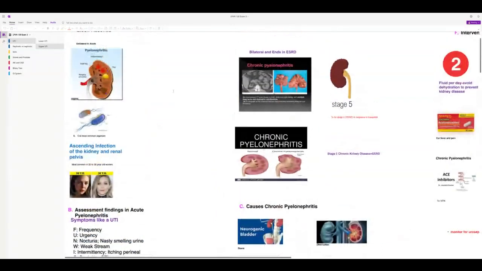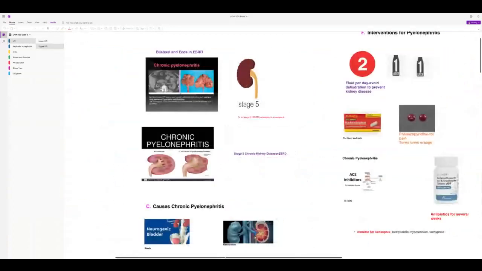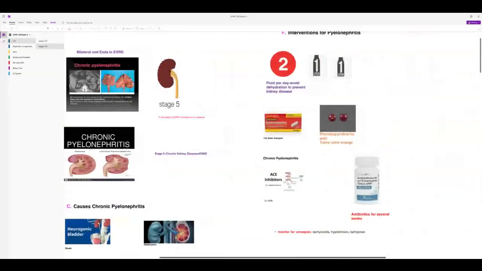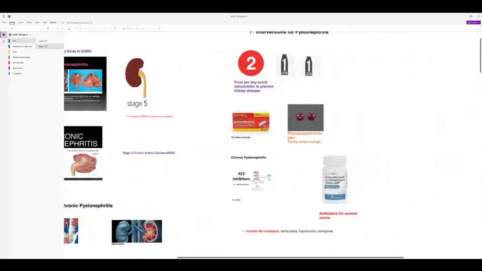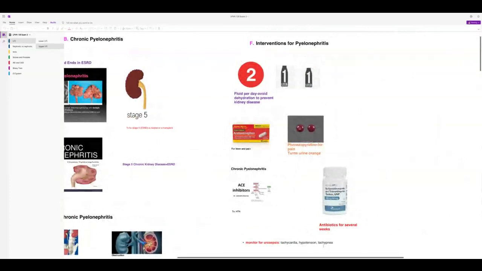There is a chronic version. Let's just stick with the acute form, because this ends up as chronic kidney disease, and you see all the labs I told you about before. People should drink 2 liters of fluid a day unless it's contraindicated. They should take acetaminophen for fever and pain, phenazopyridine as a urinary analgesic, and they'll be on antibiotics for several weeks if they have this.